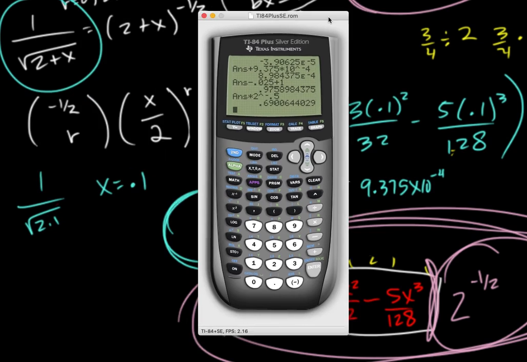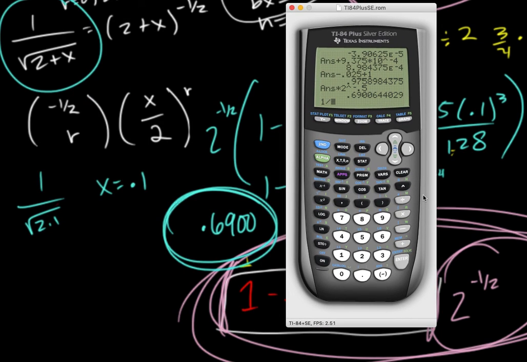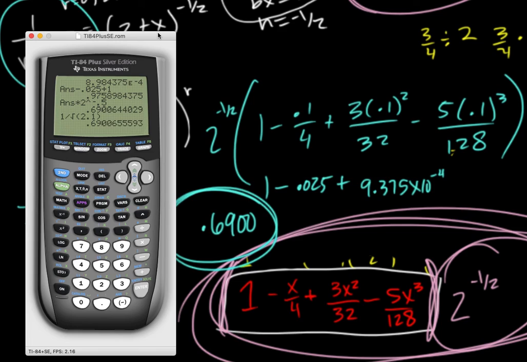Now let's actually plug that in. 1 divided by the square root of 2.1, and we see that it's very close, it's not exactly the same, but it was really close to what we found.